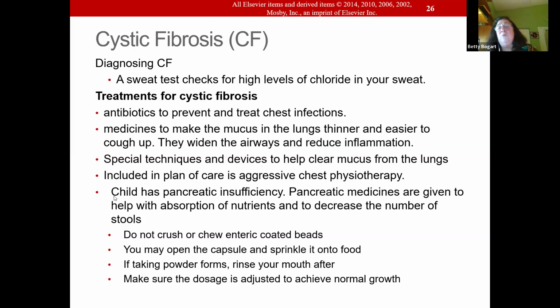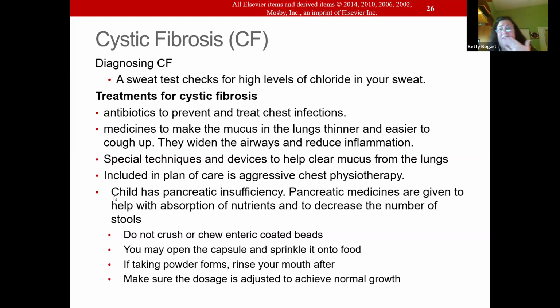So these children will be watching their blood glucoses. They can develop diabetes from this. Not initially, but eventually they could. Now, the medicines that we use, if they're enteric coated beads, we'll never crush them. They have to take them whole. You can put it in a little bit of food and they can eat it, the younger kids. If there's powder, you can sprinkle it on some food and they can eat it.